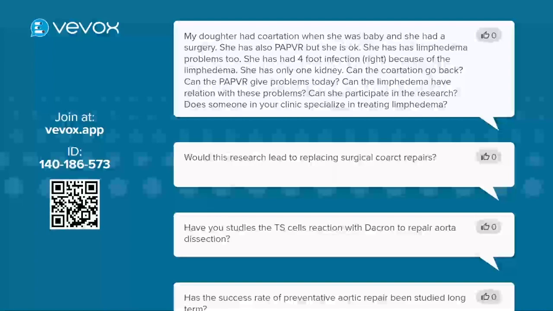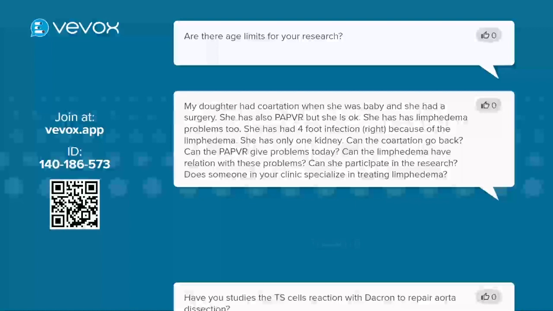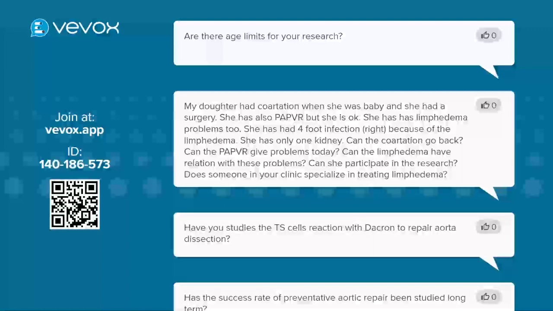Would this research lead to replacing surgical coarct repairs? So potentially, if you could figure out why the blood vessels behave abnormally in Turner syndrome, you could prevent things like high blood pressure, aortic aneurysms getting bigger, or even coarcts reforming after surgery. But we don't know that yet. That would be the goal of this kind of treatment.